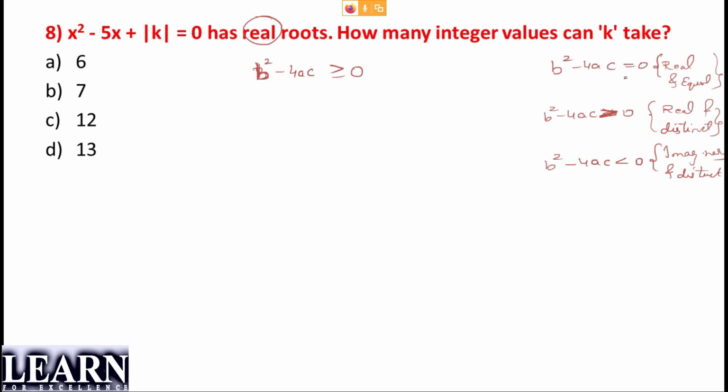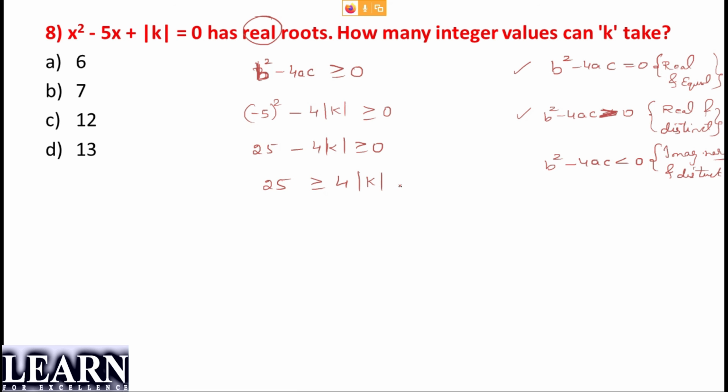Now they are talking about real roots, so I can take these two formats, which talk about real roots. That is why I have taken b square minus 4ac is greater than or equal to 0. Now, for b square I can take minus 5 square minus 4 into a, which is 1, and c is modulus k, is greater than or equal to 0. Here with modulus k you can take one as positive and other as negative. I prefer to just take it as modulus itself, because that will give us the range. So 25 minus 4 modulus k is greater than or equal to 0. Taking it to the other side, I get modulus of 4k.